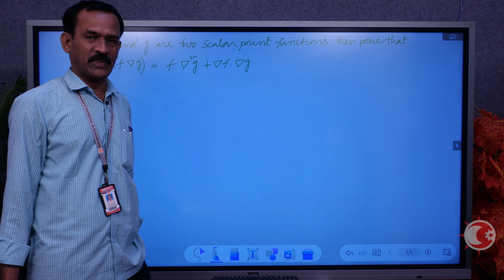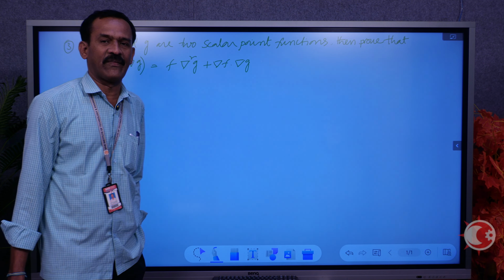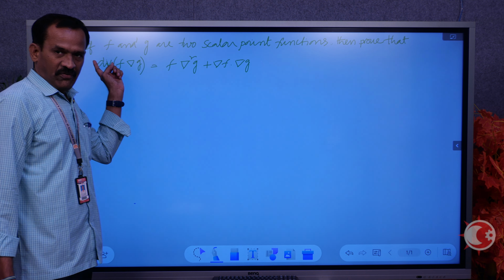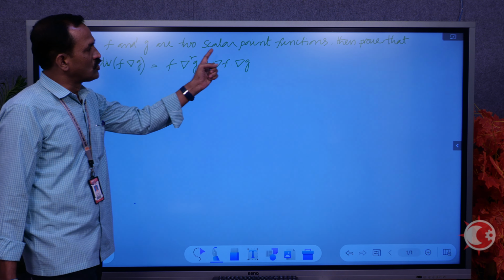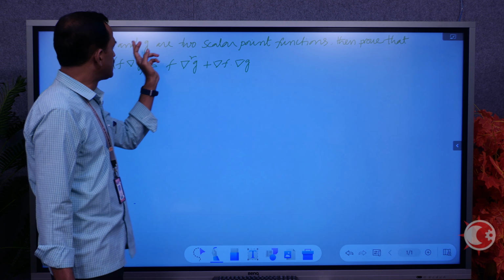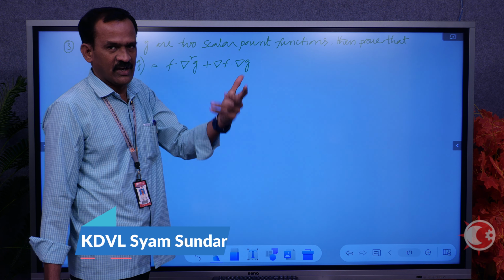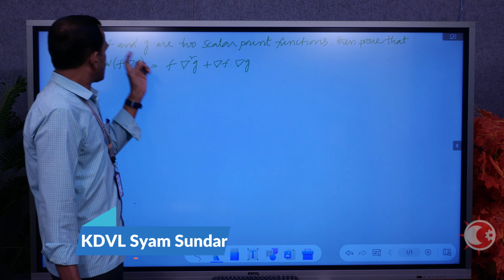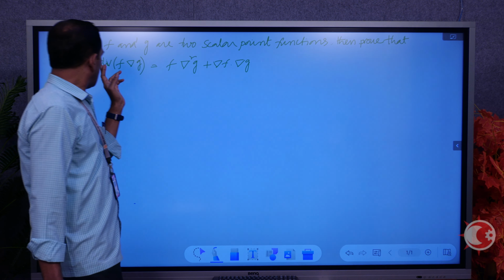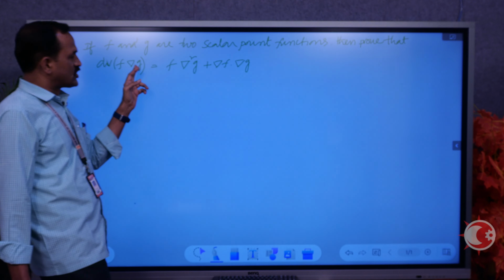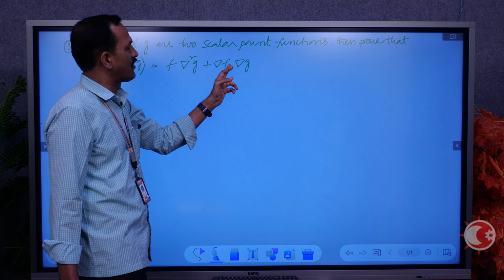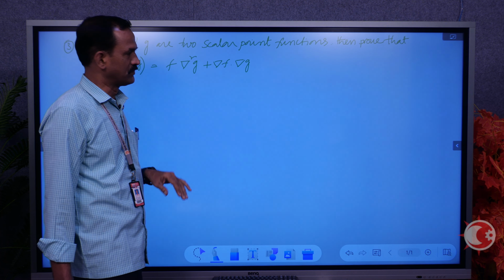So in continuation to the previous class, let us prove another identity of vectors, that is, if f and g are two scalar point functions. So f is a scalar point function, g is a scalar point function, just like phi in our usual notation. So f and g are two scalar point functions, then prove that div(f del g) equals f del square g plus del f dot del g. That we have to prove.